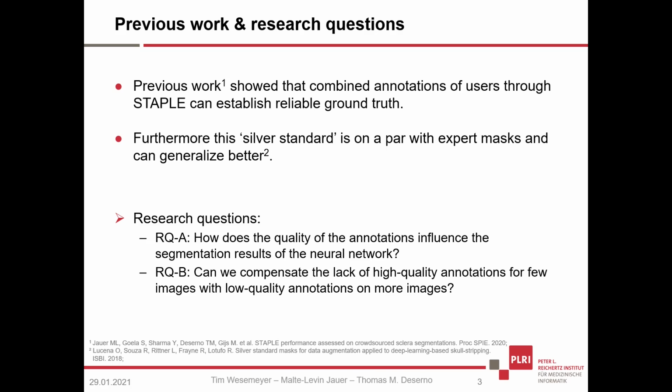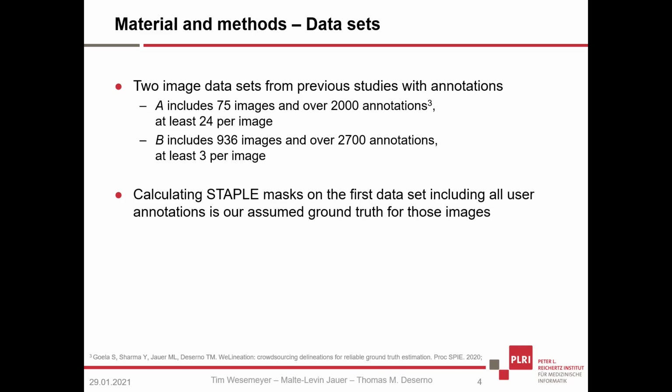This is leading us to our research questions A and B. A: How does the quality of the annotations influence segmentation results of the neural network? And B: can we compensate the lack of high quality annotations for few images with low quality annotations on more images? Or briefly summarized, which quality of annotations is needed for training, and how do you distribute those annotations on different images?